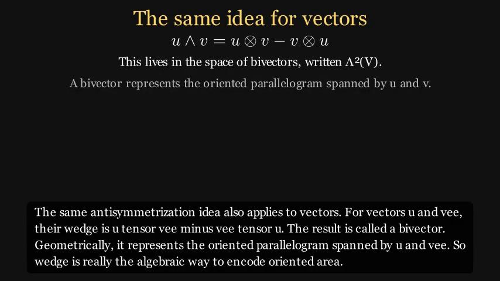The same antisymmetrization idea also applies to vectors. For vectors u and v, their wedge is u tensor v minus v tensor u. The result is called a bivector. Geometrically, it represents the oriented parallelogram spanned by u and v. So wedge is really the algebraic way to encode oriented area.